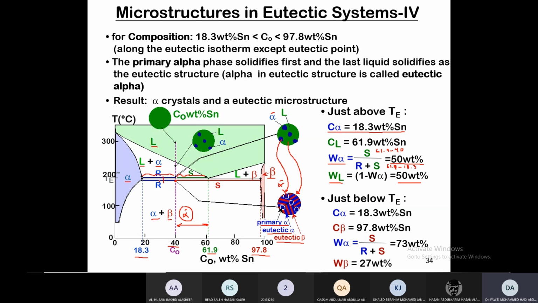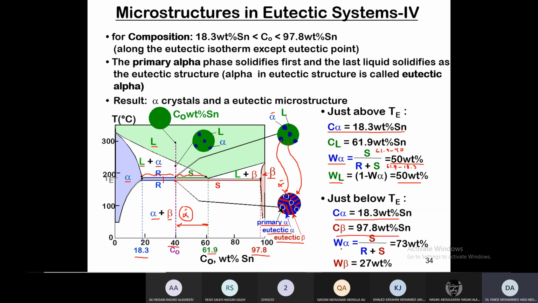So we draw again a tie line, which we have here. It intersects the beta here and it intersects the alpha here. And now we find, let's say, the weight fraction of alpha is equal to the far segment, which is S, divided by S plus R. And this is what we are doing. The composition of alpha, which we already looked at, is 18.3, and the composition of beta is equal to 97.8.